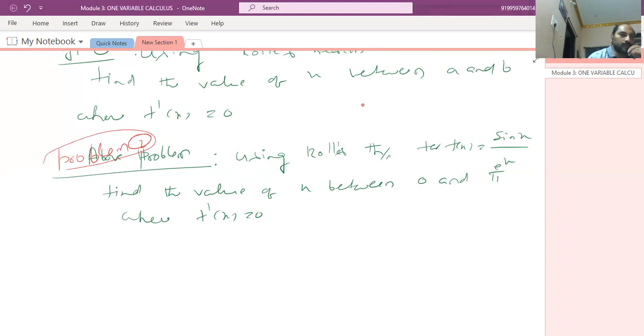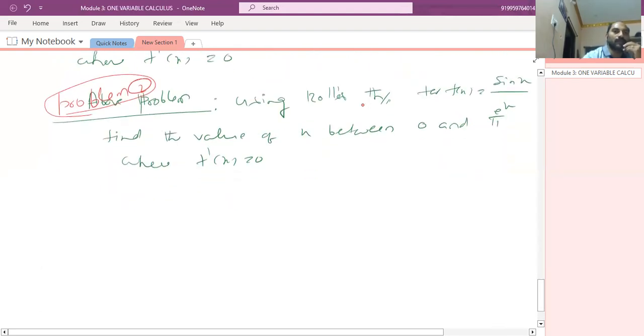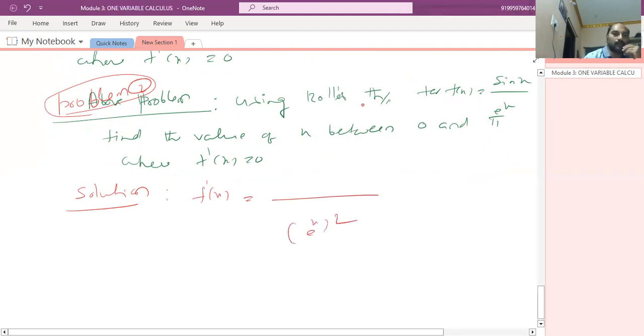But this is the same problem. Here, no need to prove continuous, differentiable, f of a equals f of b. No need to test all the hypothesis conditions. Directly solve. Find f dash x. F dash x equal to e power x into cos x minus sin x into derivative of denominator, by e power x whole square.